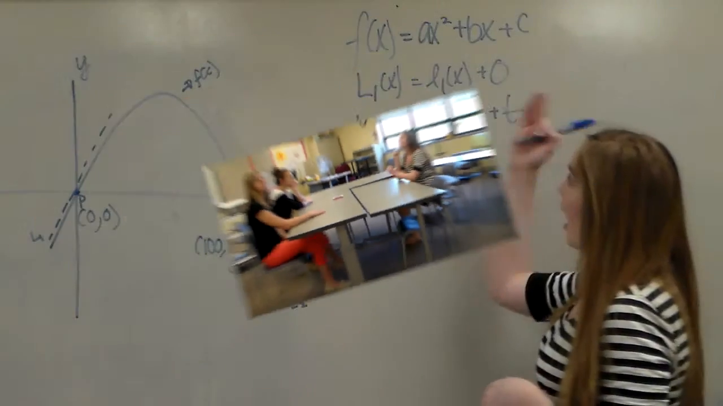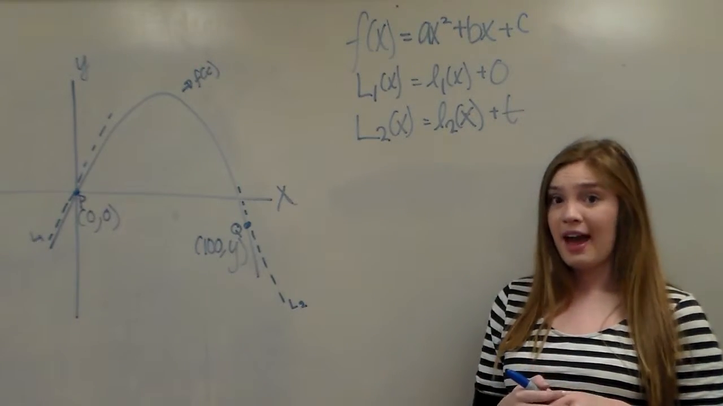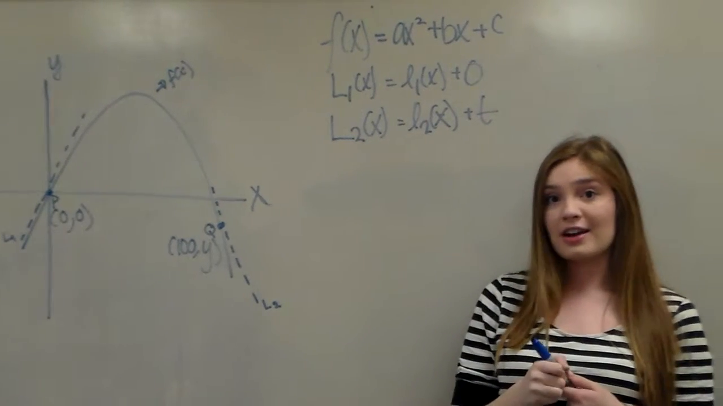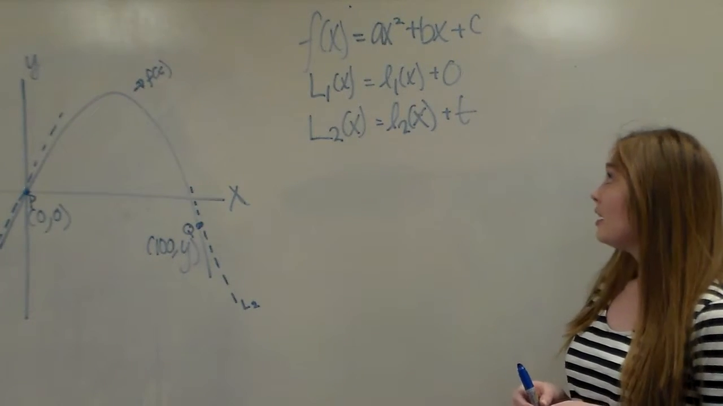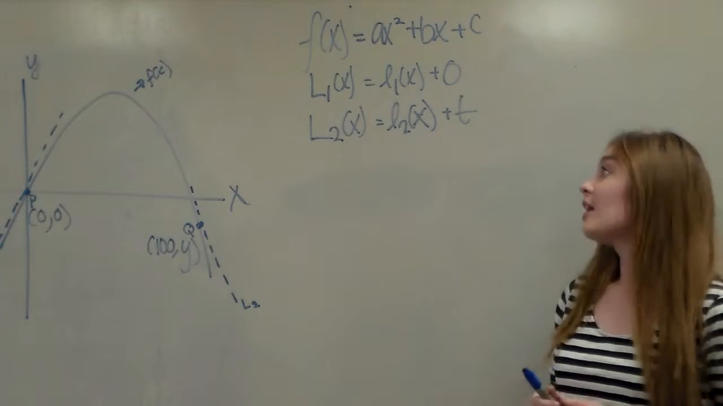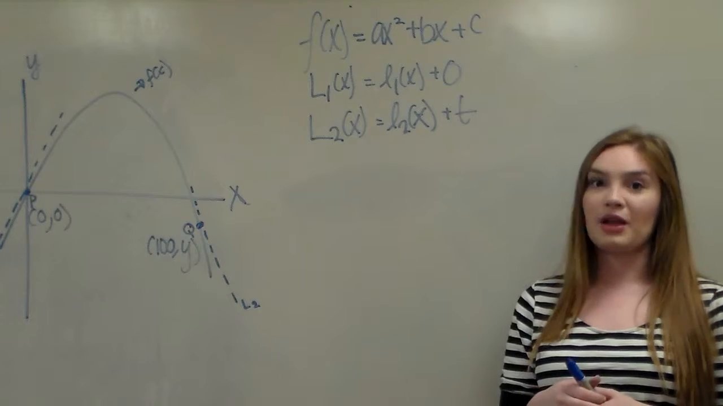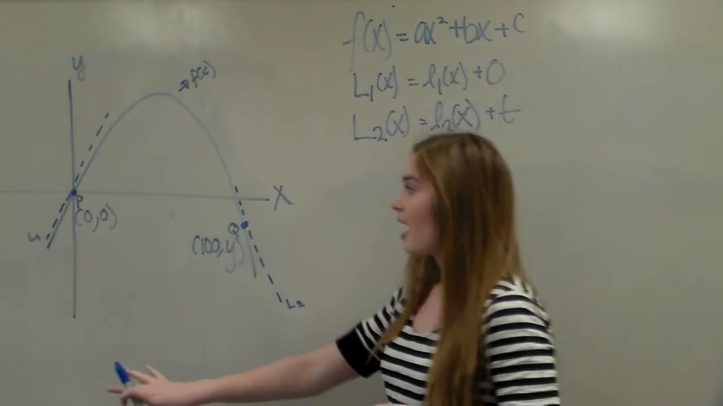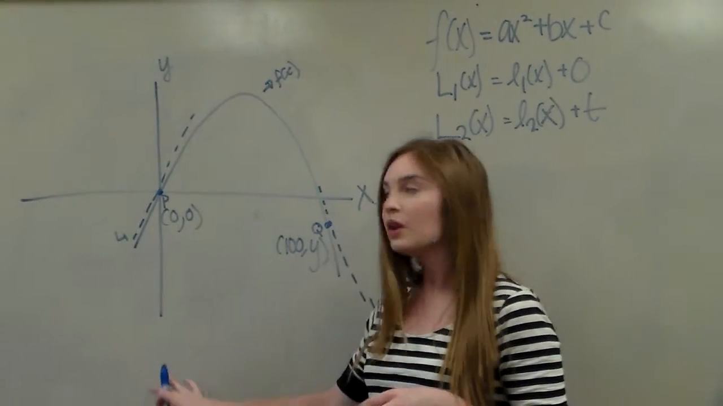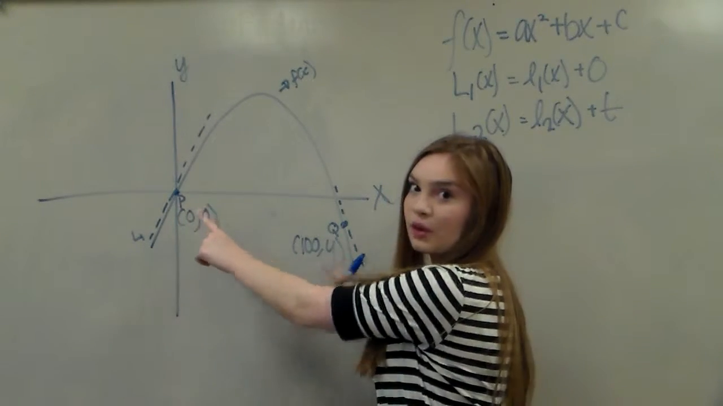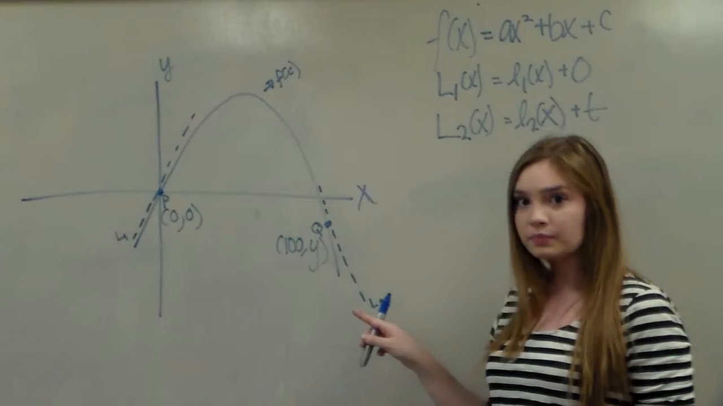f of x equals ax squared plus bx plus c, and two linear equations, L sub 1 of x equals L1 times x plus 0, and L sub 2 of x equals L2 times x plus t. And that's, as you can see graphed over here, the two linear equations that are tangent at the points p and q on the parabolic function.